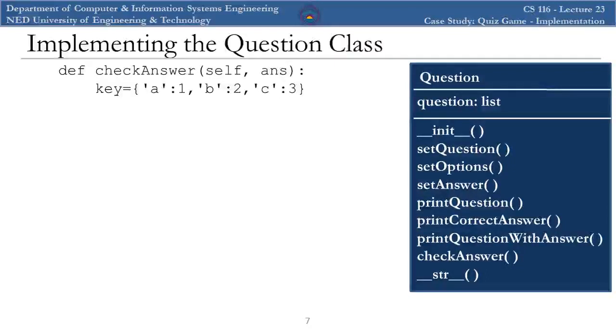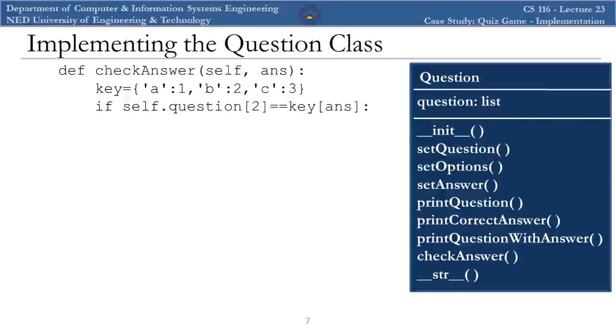So if the user passes A, I'll obtain the value of A, which is 1. If the user passes B, I'll get 2, and if the user passes C, I'll get 3. So what I have to do is check the answer passed by the user by comparing it with the answer that is stored in that answer field, or in that n field. So self.question2 is referring to n, right? And key answer: if the user passes A, key answer will give me 1. If the user passes B, it will give me 2, otherwise 3.